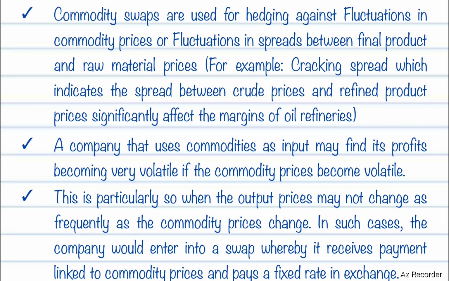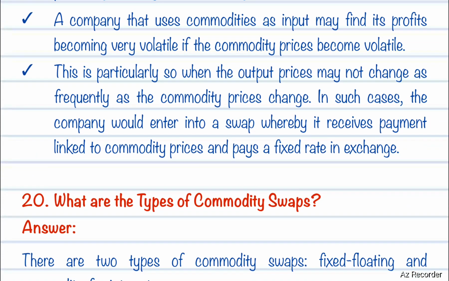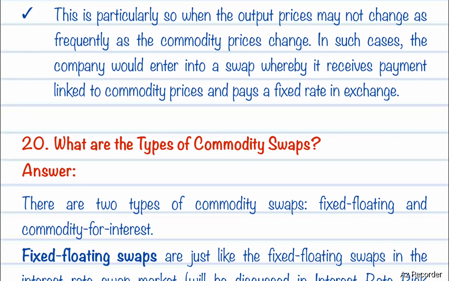For example, the cracking spread, which indicates the spread between crude prices and refined product prices, significantly affects the margins of all refineries. A company that uses commodities as input may find its profits becoming very volatile if the commodity prices become volatile. This is particularly so when the output prices may not change as frequently as the commodity prices change. In such cases, the company would enter into a swap whereby it receives payment linked to commodity prices and pays a fixed rate in exchange.